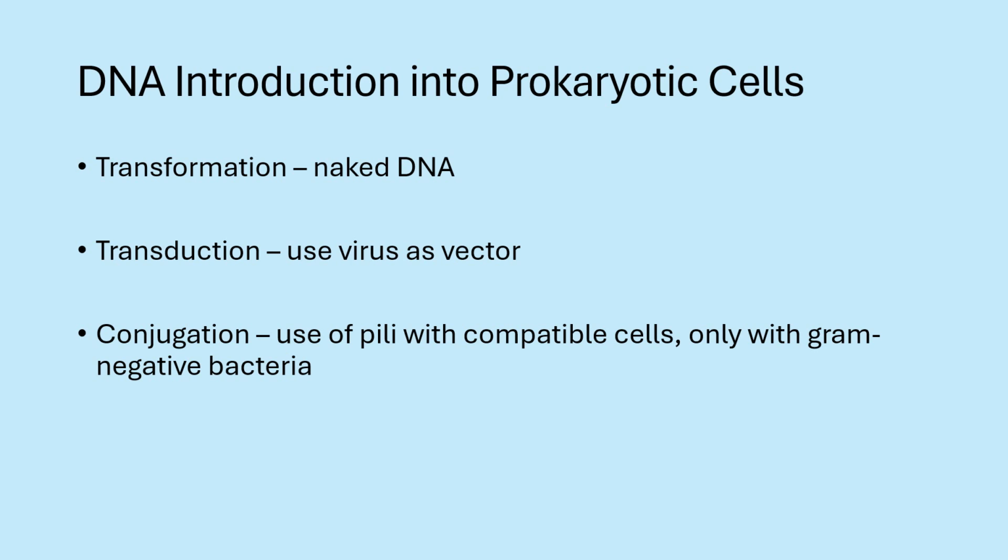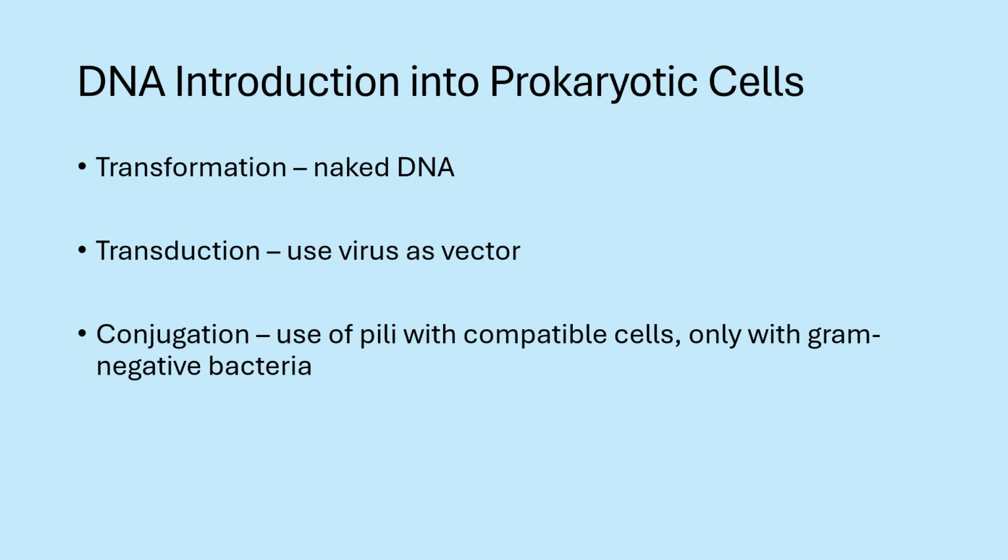So how do you introduce DNA into prokaryotic cells? We've touched on this briefly before. There's three main ways: transformation, transduction, and conjugation. Transformation is when it just takes up naked DNA that's present in the environment. Transduction is when you use a vector, and that vector is a virus that will introduce your DNA into the prokaryotic cell.